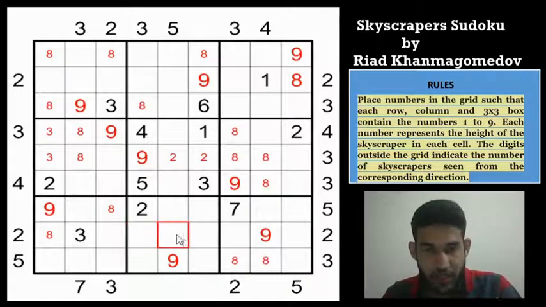So this box has lots of possibilities for the 8. So let us not focus on it for now. And okay, let us look at row 8. This is kind of a breakthrough if you see.